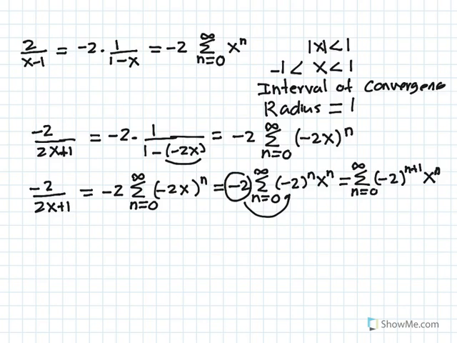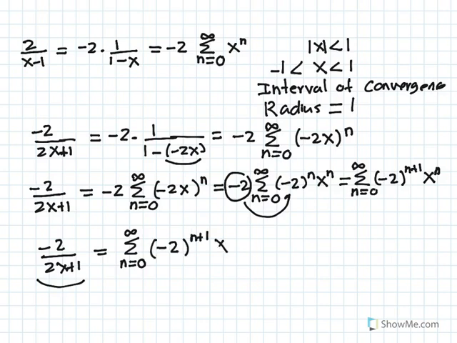So just to summarize, we've written this fraction, -2 divided by 2x plus 1, as a geometric series. This is a sum of a geometric series, and the power series representation of this geometric sum is n equals 0 to infinity of -(2)^(n+1) times x to the power of n.